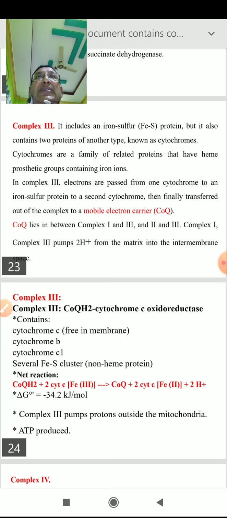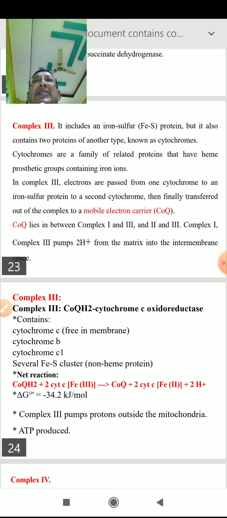Now complex 3, you see, is coenzyme QH2 cytochrome c oxidoreductase. It contains cytochrome b, cytochrome c, and cytochrome c1. These cytochromes b, c, and c1 are part of the enzyme complex 3. These are the subunits, c, b, and c1, and several iron sulfur clusters; the non-heme iron protein remains associated with this complex 3.